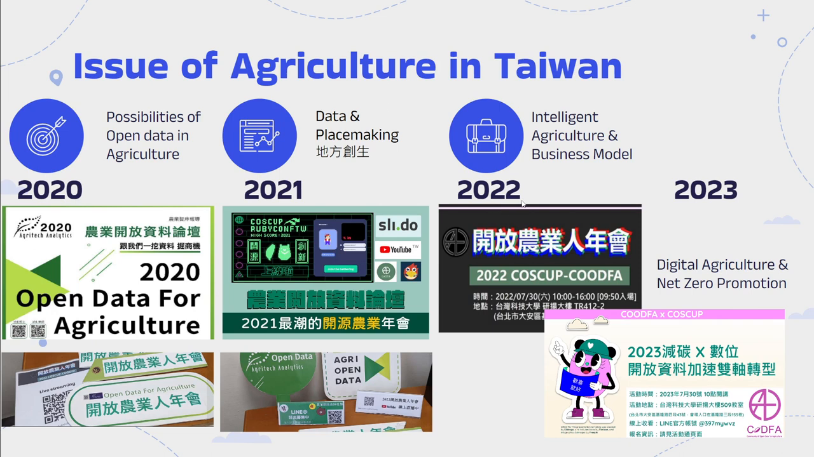And in 2022, last year, we focused on intelligent agriculture and business models. Last year we invited not only governmental organizations but also IT companies, and we invited them to share their experience and their business models. And this year, because of governmental policy, 净零政策的因素, we focus on net zero digital transformation and net zero promotion.